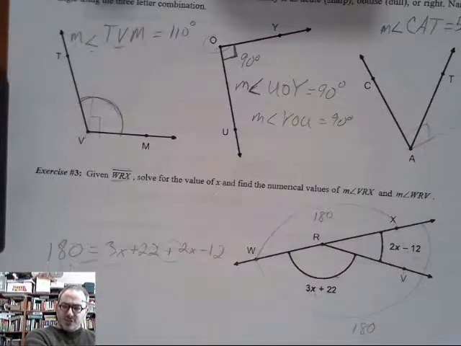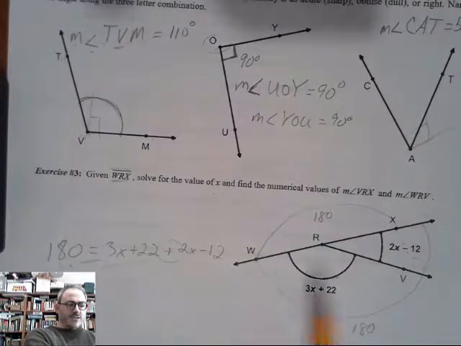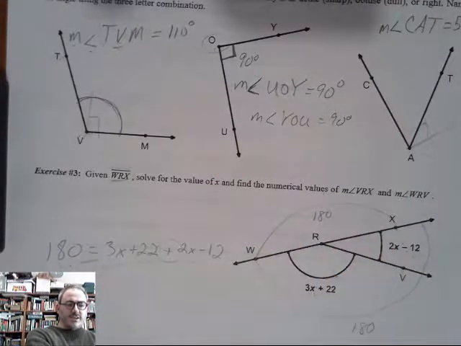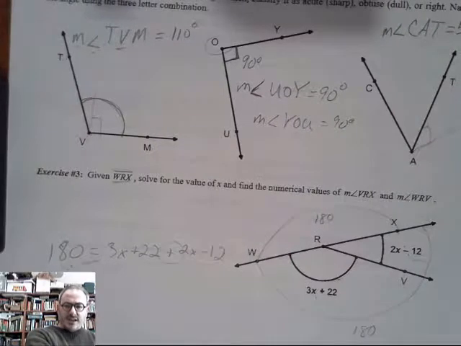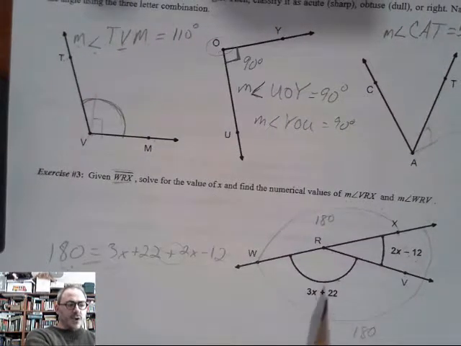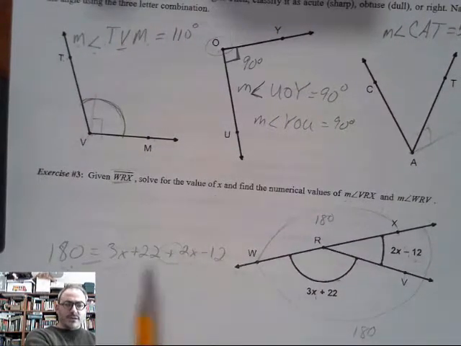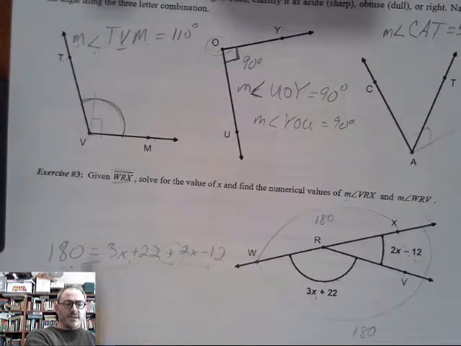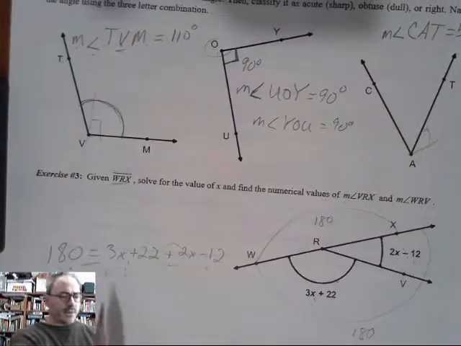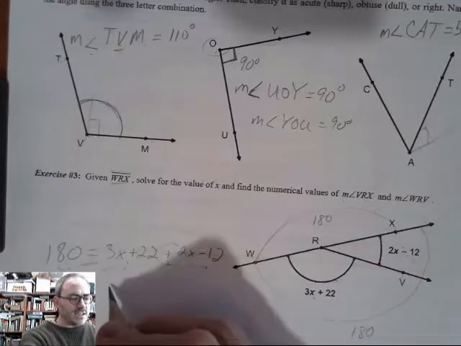Again, we're using that geometry brain to know that a straight line has 180 degrees. We're using our geometry thinking to say part plus part equals whole. Now we have to use our algebraic problem-solving skills to solve for x. All right, so my first step, combine the like terms. I'm going to combine the like terms. 3x plus 2x is 5x.